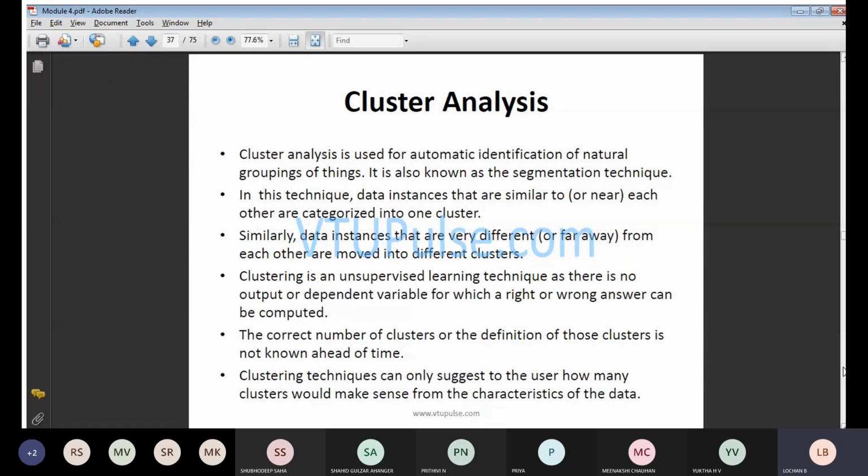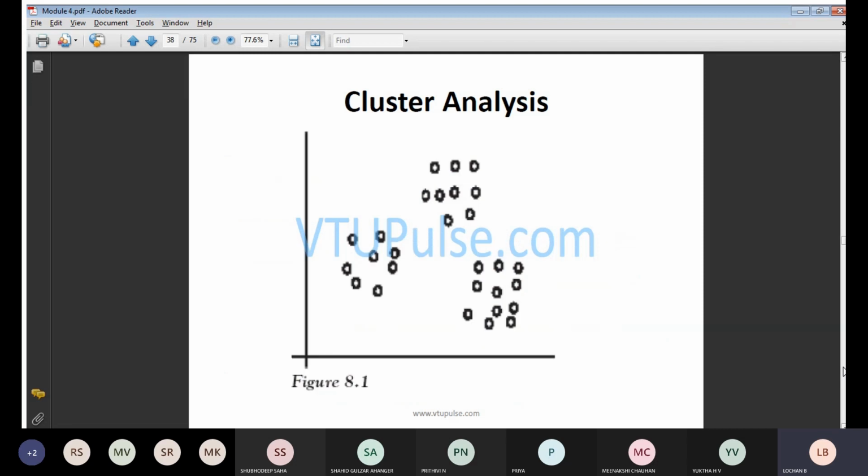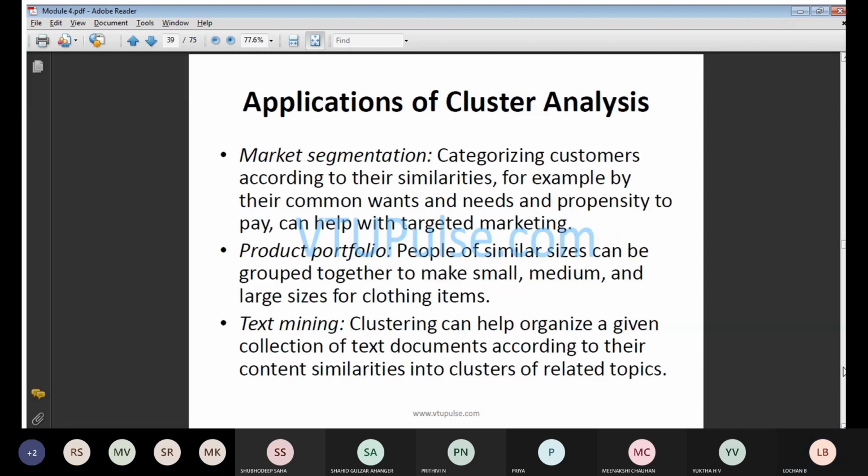In that case, we will be using an unsupervised learning technique. There is no output or dependent variable for which right or wrong answers can be computed. The correct number of clusters or the definitions of the clusters is not known ahead of time. It can suggest to the user how many clusters would make sense for the characteristics of the data, all those things. This is one particular group we will be getting.